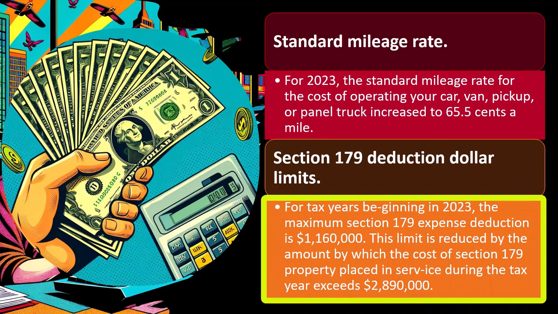For tax years beginning in 2023, the maximum Section 179 expense deduction is $1,160,000. This limit is reduced by the amount by which the cost of Section 179 property placed in service during the tax year exceeds $2,890,000. The 179 deduction has to do with depreciation.